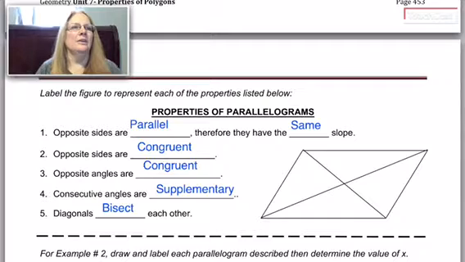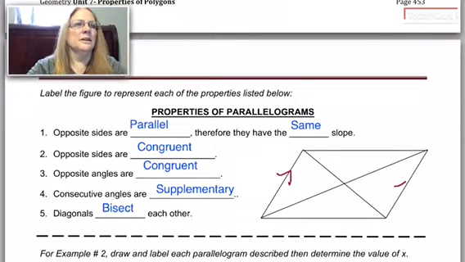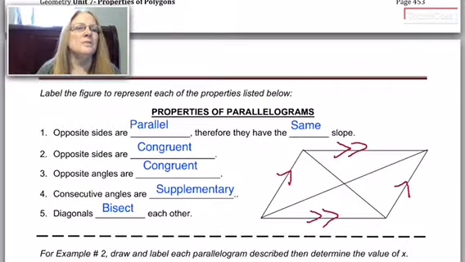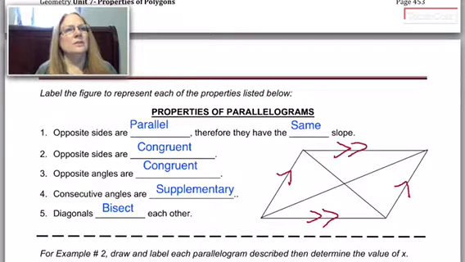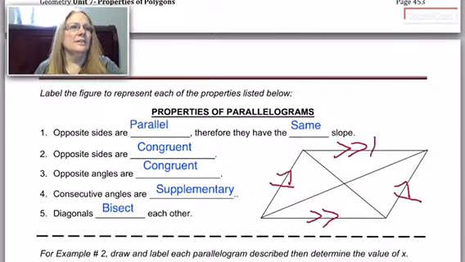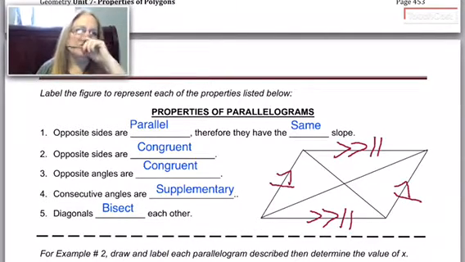Opposite sides are parallel. So that means that this side is parallel to this side. So you put these little arrows, and this side is parallel to that side. So opposite sides are parallel. Parallel sides have equal slopes. So later we might need that. But opposite sides are congruent. So that means that this side is congruent to this side, and this side is congruent to this side.